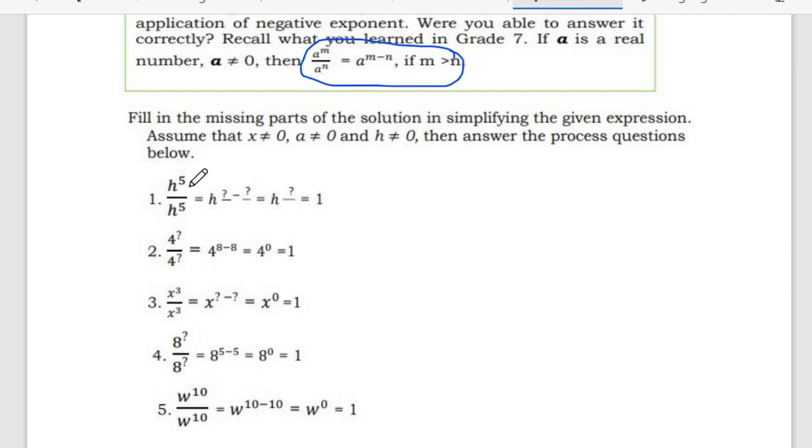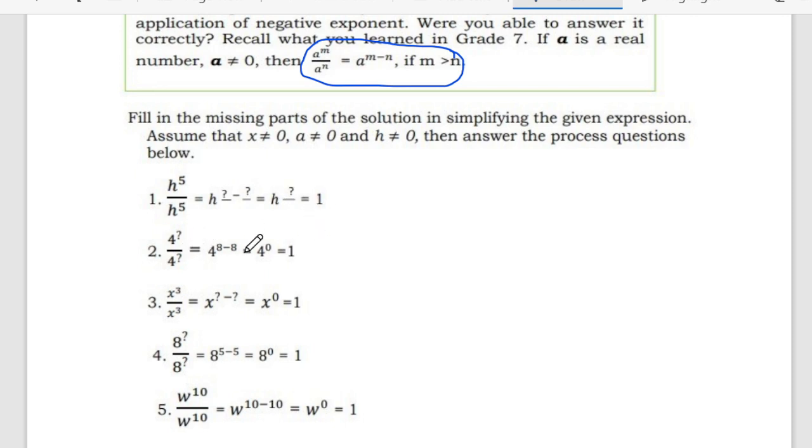if you have h raised to the fifth power divided by h raised to the fifth power again, then this is just equal to h raised to m minus n. What is your m here? What is your n? Your m is the exponent of the numerator, while n is the exponent of the denominator. So you just write the exponent of the numerator and the exponent of the denominator, subtracting it, then that is the answer here.